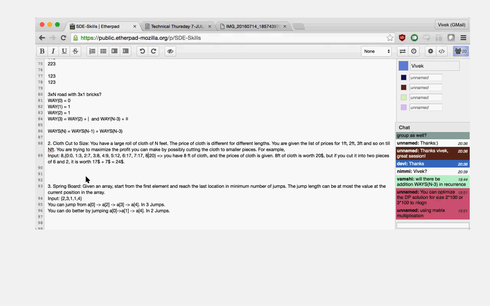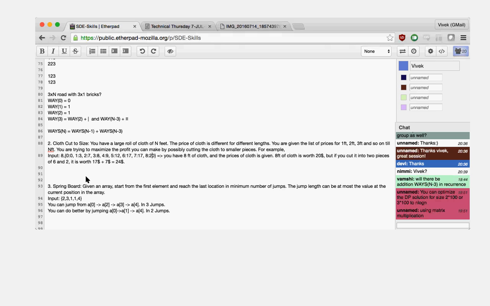7 is 17 and 8 is 20. Now you're given 8 foot of cloth, right? What is the default value of this bundle of cloth that you have? It's $20, right? If you don't do anything with it, it's $20. However, if you cut it into 2 pieces of 6 and 2, you will be able to sell the 6-foot piece for $17 and the 2-foot piece for $7, making it $24.